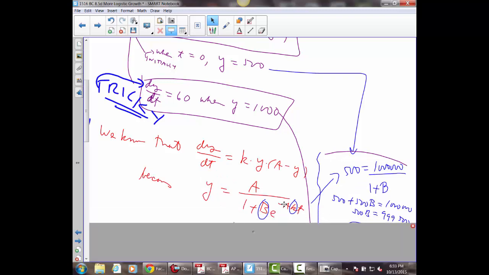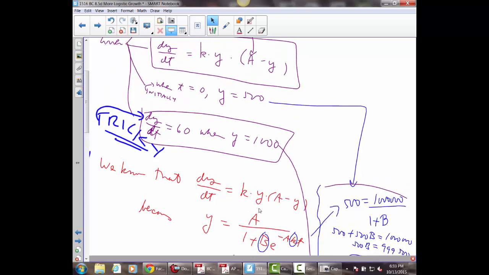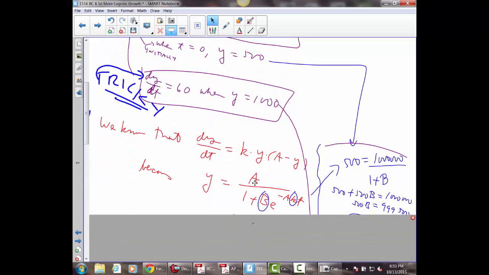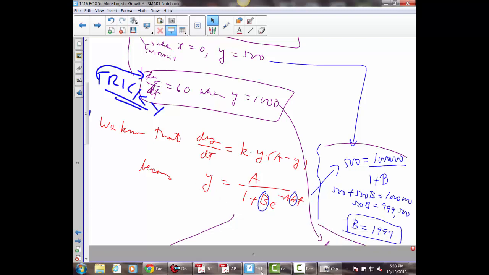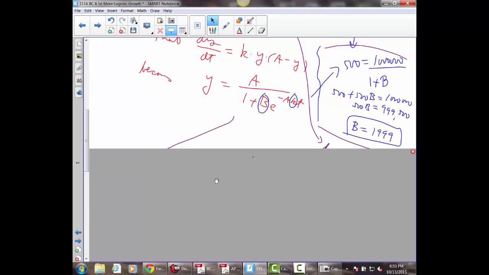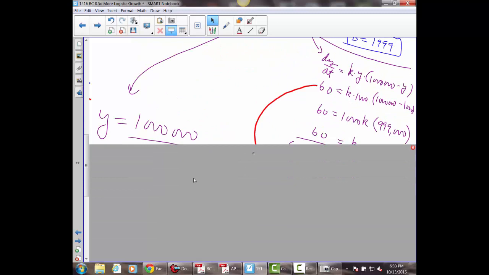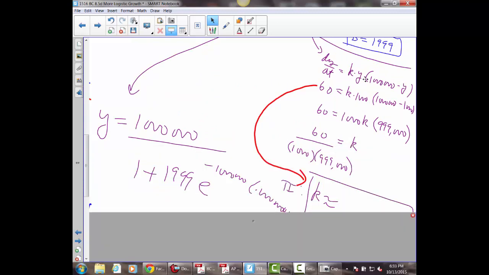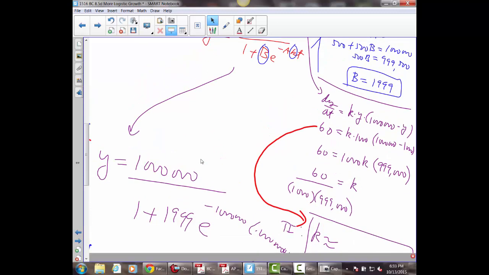So we know that this equation becomes this equation right here. We know that the A is 1 million because they told us that was the population. And we're going to replace the t by 0. So when t is 0, y is 500. So I take y, replace it by 500. If t is 0, this whole thing is e to the 0, which is 1. So it becomes this equation. Solve that for b, you get 1999. So now we can replace our a by 1 million and our b by 1999.